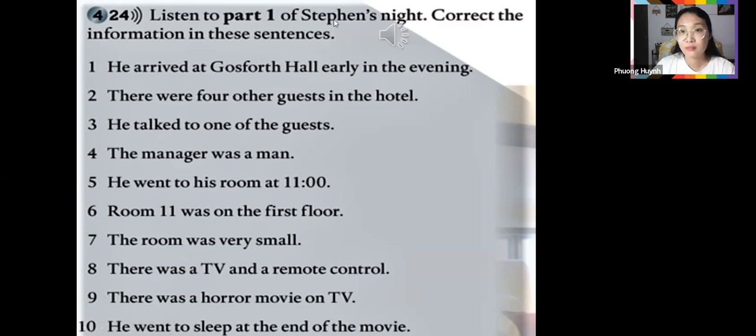I arrived at Gosforth Hall late in the evening. Okay, correct. So I arrived at Gosforth Hall late in the evening. So he said early, change it to late. Okay. Right, next.